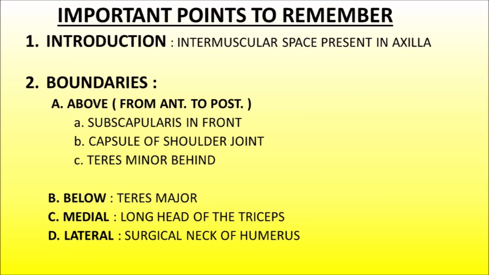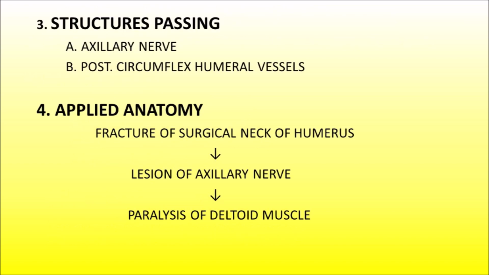Let us now summarize the most important points to be remembered under quadrangular space. To start with the introduction, it is an intermuscular space present in the axilla. To move on with the boundaries, the above boundary from anterior to posterior is the subscapularis in the front, capsule of the shoulder joint and teres minor behind. The below boundary is teres major. Medially, it is the long head of the triceps and laterally, it is the surgical neck of the humerus. The structures passing through the quadrangular space are the axillary nerve and the posterior circumflex humeral vessels.